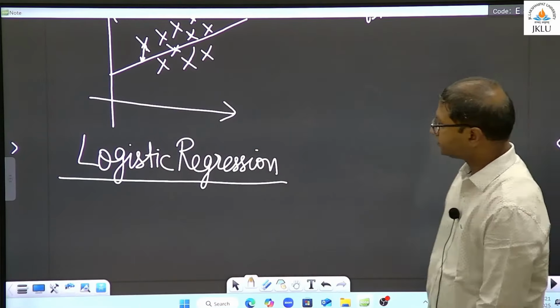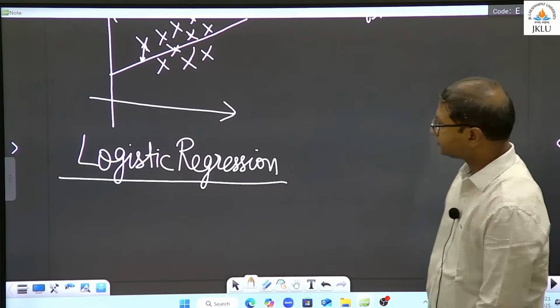What are y hats in linear regression? They will be real values. What happens in case of logistic regression? You have classes. So how will my CSV look like? Let us say you have x1, x2, x3 all the way until xn, you have these columns. How will your labels look like in the simplest case? In case of logistic regression, labels will be 0, 1, yes or no, right?